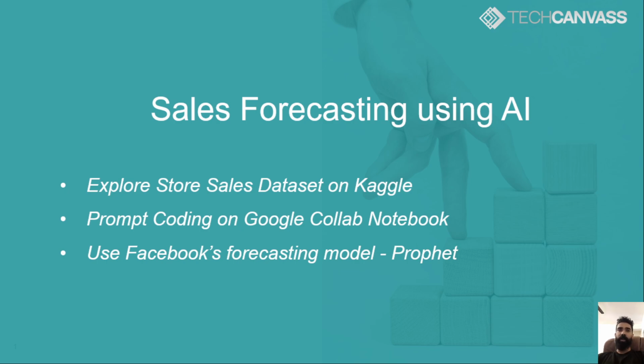In today's video, we are going to learn about sales forecasting using AI. We will first explore the store sales dataset on Kaggle. We will then use prompt coding on Google Colab Notebook. And finally, we will implement Facebook's forecasting model, Prophet.